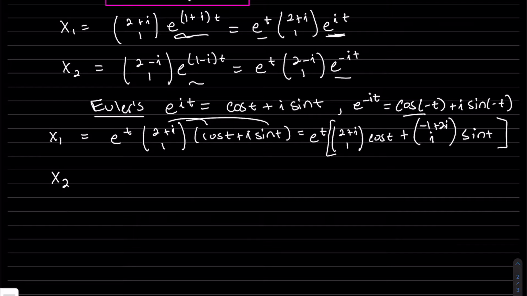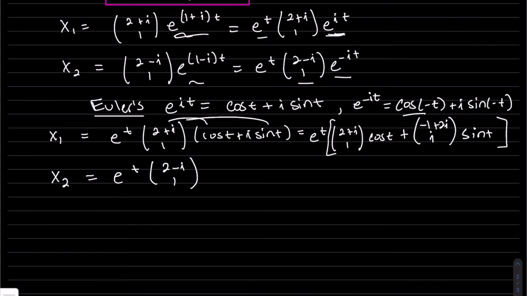So x2, just copying this and then changing this, is the negative angle because of the negative. The cosine of negative t is an even function, so that negative disappears. And since sine is an odd function, that negative will go to the front.